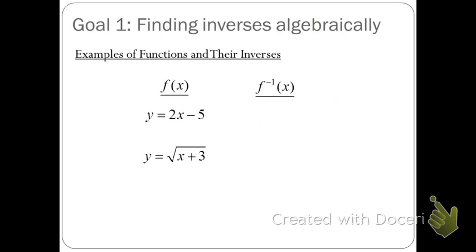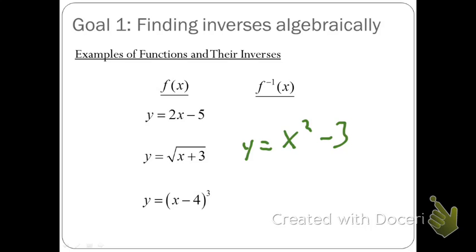Another example. Here's a function that first adds 3 to its input value and then it takes the square root of the result. Well, the inverse of that would instead square an input value and then subtract 3 from the result. Opposite operations in the opposite order.